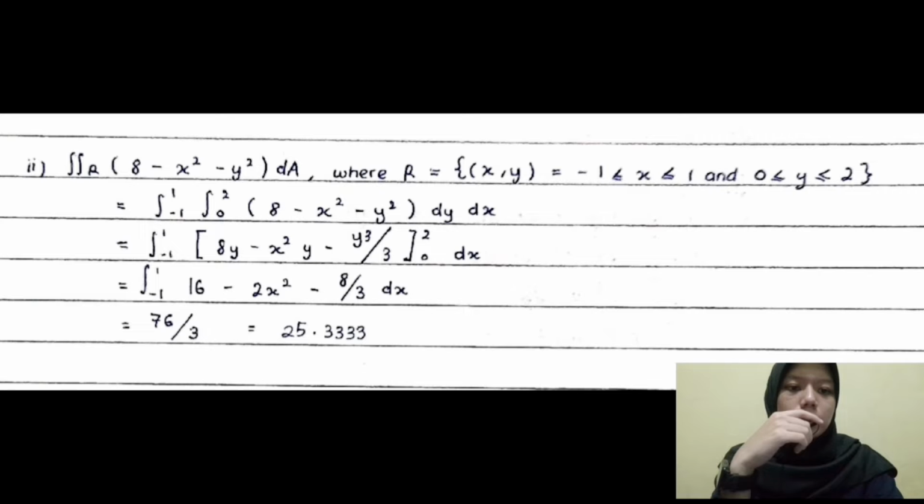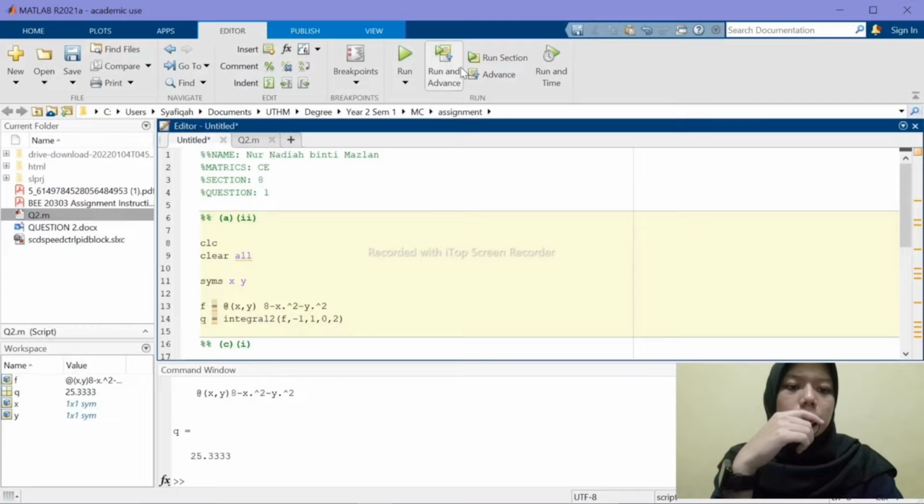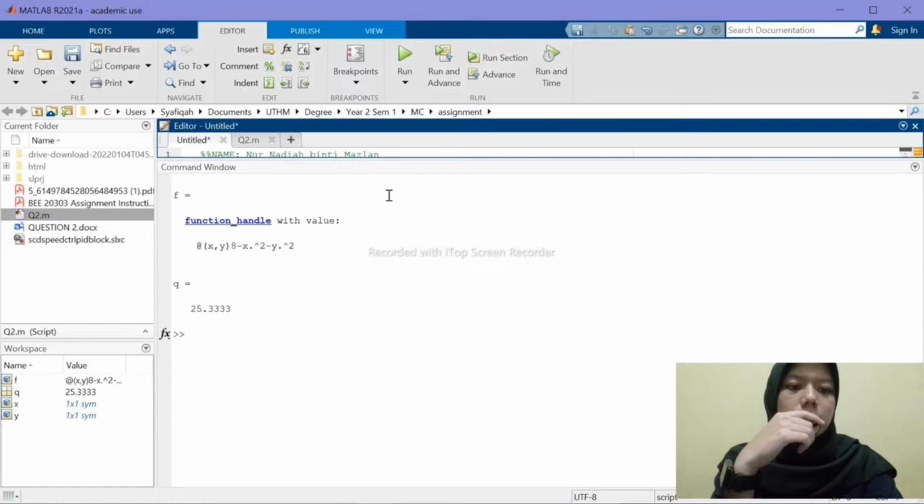So moving on to question 2, we need to solve this equation according to the following limitations. So this is my manual calculation where we integrate the dy dx and have a final answer of 25.3333. For question A2, I use MATLAB software. So these are the codings. Click run section and you could see the answer in the command window, which is the same as our manual calculation.